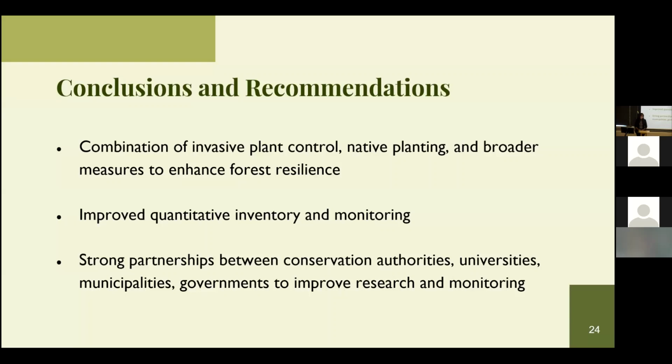A way that it could have helped with this project is if we had data on different plant species and also their abundances. We could have figured out which areas are more diverse and therefore likely to be more resilient to disturbances. This could help us figure out which are less resilient, and then we could focus on restoring those first. A way we can achieve this is to have stronger partnerships between conservation authorities, universities, municipalities, and governments to really improve this research and monitoring.